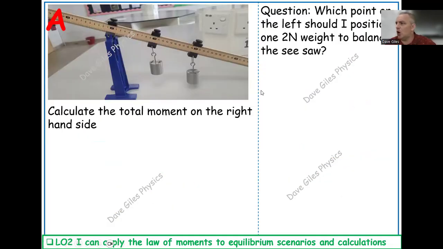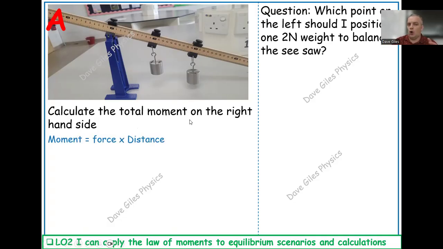A very, very similar one. Calculate a total moment on the right, and then where would I put a 2 Newton weight on the other side to balance it? So you might not be able to see it because of the resolution, but one of the 2 Newton weights is 10 centimeters away from the pivot. The other is 20 centimeters away from the pivot.